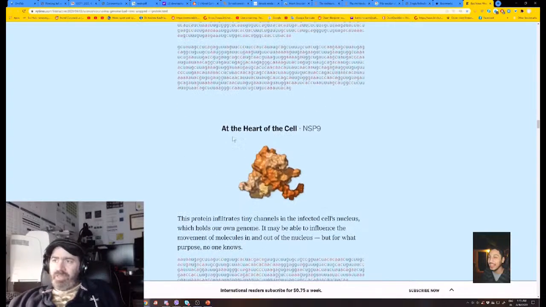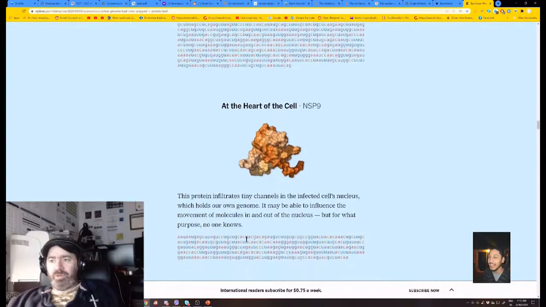inside new viruses. The heart of the cell, NSP9. This protein infiltrates tiny channels in the infected cell's nucleus, which holds our own genome. It may be able to influence the movement of molecules in and out of the nucleus, but for what purpose, no one knows.